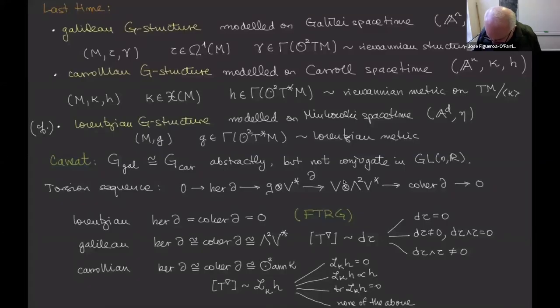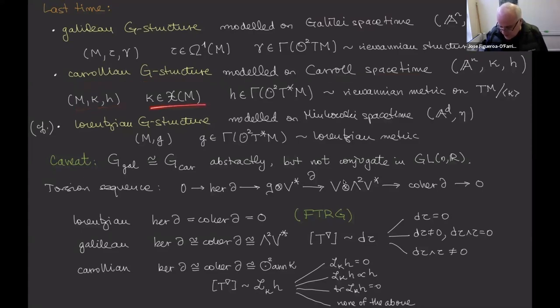So let me remind you what happened last time. We were discussing Galilean G-structures and Carrollian G-structures and comparing them to Lorentzian ones. The Galilean G-structures were modeled on Galilei spacetime. Basically, it consists of a manifold, a nowhere vanishing one-form, and some symmetric contravariant rank two tensor, which defines a Riemannian structure on the kernel of this one-form. And then the Carrollian structure is modeled on Carroll spacetime.